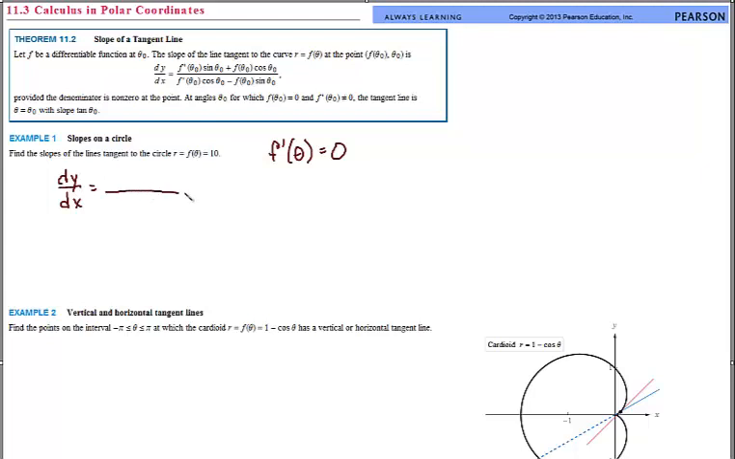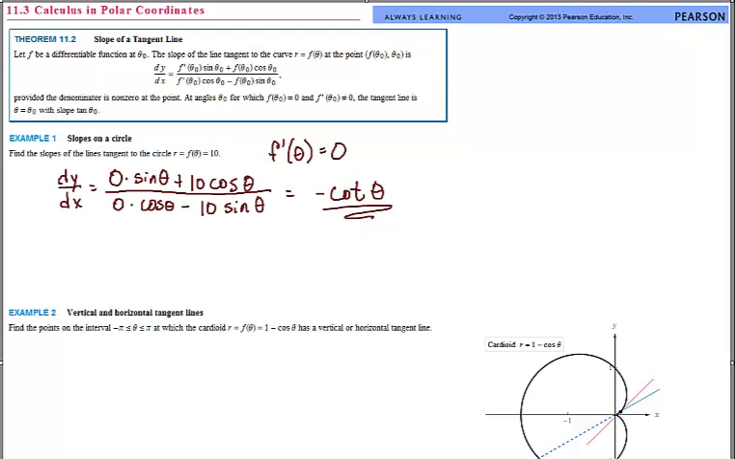I'm going to have 0 times sine theta plus the value of my function, and that would be 10, times cosine theta. Then I need the derivative again, that's 0 times cosine theta, and then minus 10 sine theta. Simplifying this, you get negative cotangent theta. So that would be the slope of the tangent lines at any point along the curve.